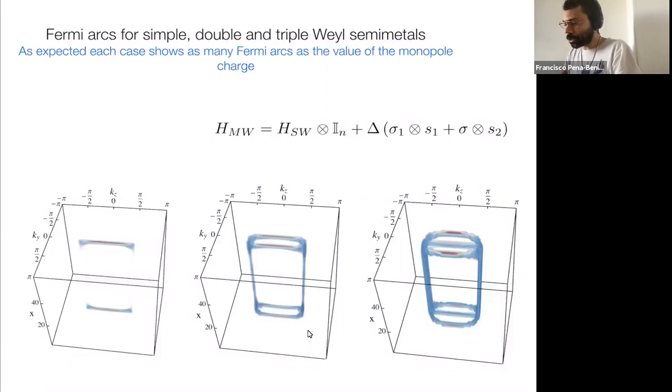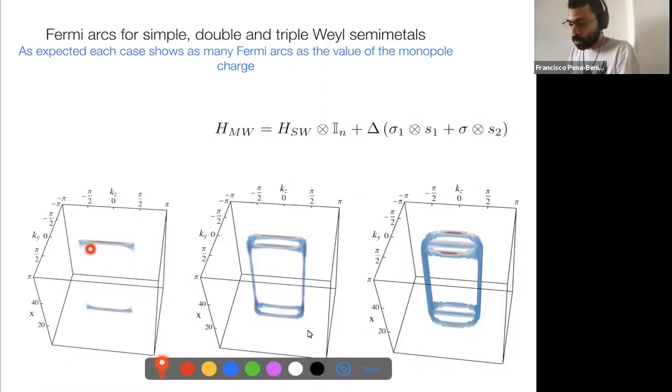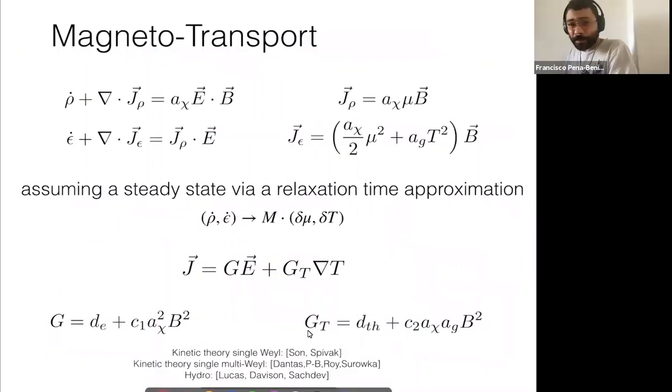If you put a boundary, we know that Weyl metals have what are called Fermi arcs on the boundaries. If you do that, then we conclude that for the single Weyl semimetal, you will have a single Fermi arc. For the double Weyl semimetal, you should have as many Fermi arcs as the value of the monopole integer. So in the case of n=2, you have two at the surface, and for n=3, we see three Fermi arcs.